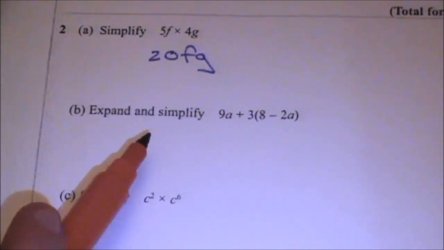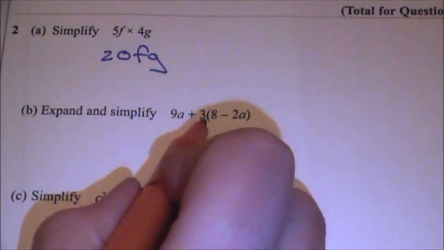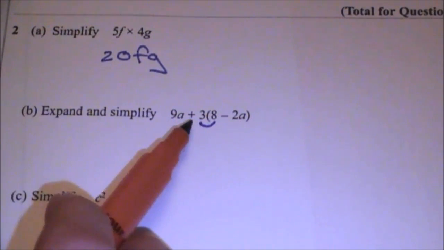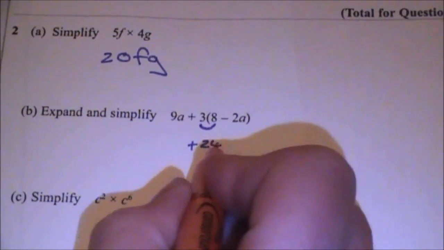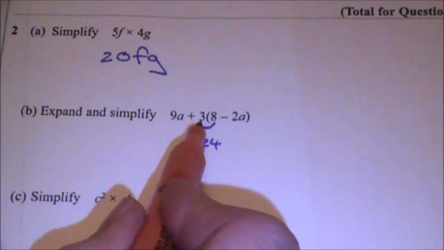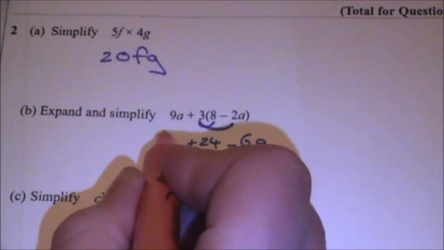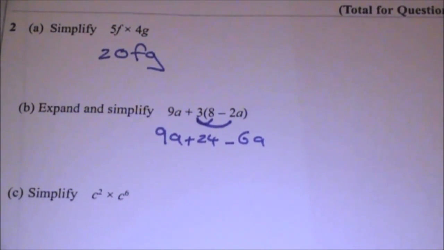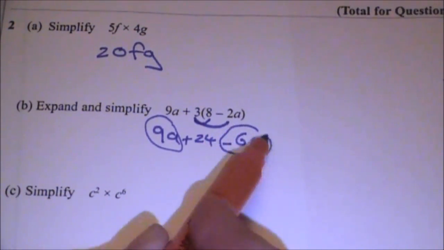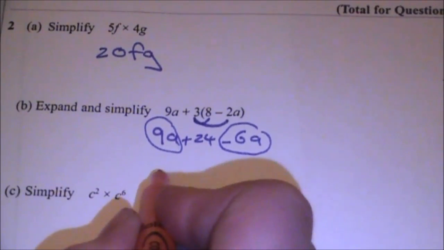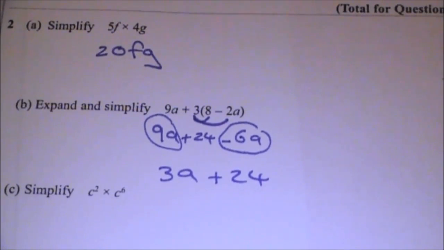1 mark. Expand and simplify 9a plus 3 open bracket 8 minus 2a. First thing I'm going to deal with are these brackets. I've got positive 3 there, times by 8, which is positive 24. And I've got positive 3 times by negative 2a, which will be negative 6a. I mustn't forget about the 9a I haven't used yet. So I end up now with 9a minus 6a, which is 3a. And then I've got my positive 24.